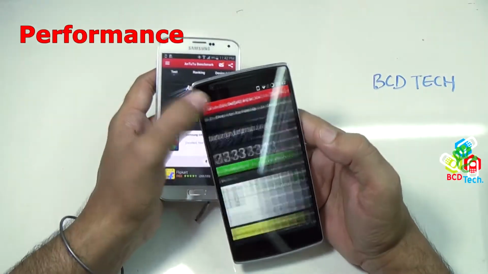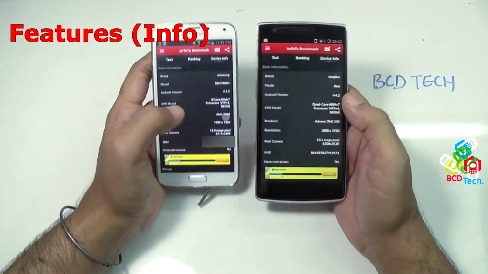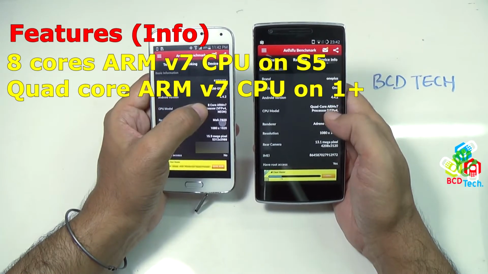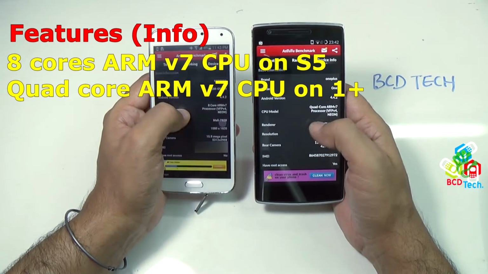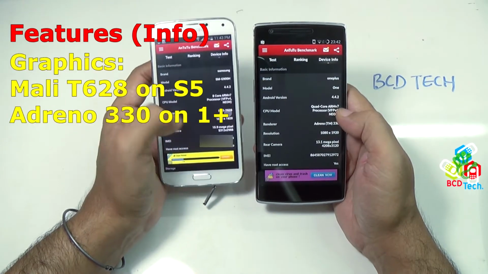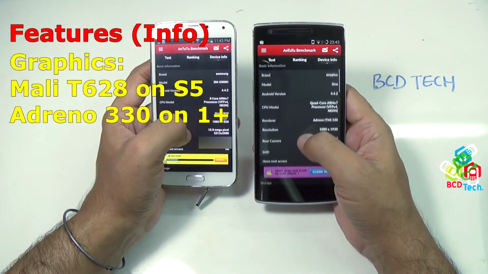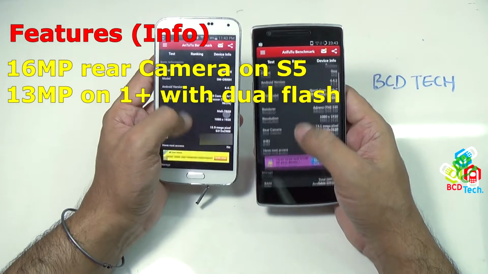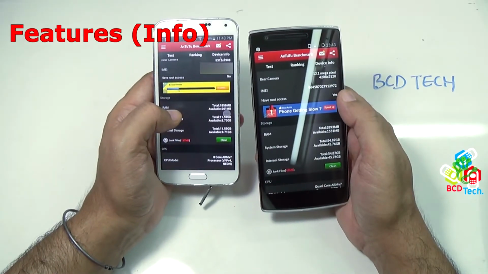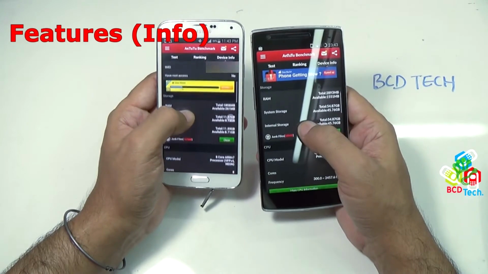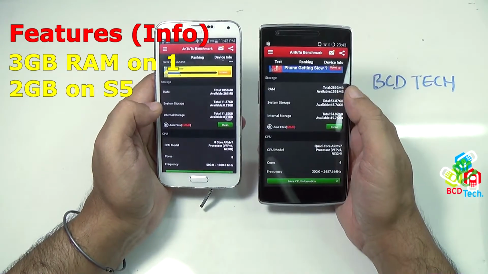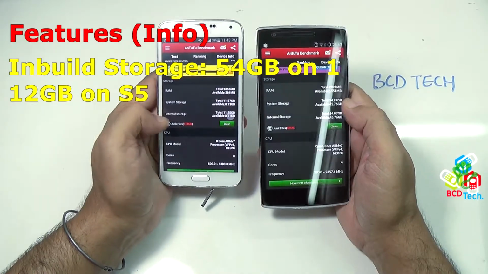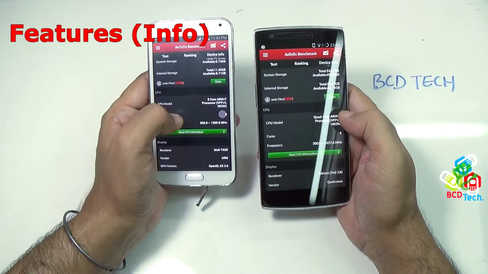Now if you see the device info, both of these phones are on Android KitKat. The CPU model has 8 cores with ARM V7, and here it is quad core with ARM V7. The graphics renderer is Mali T628, whereas the other is Adreno 330. Both have the same resolution. The rear camera is 16 megapixel, here 13 megapixel. Root access, by default it is no. RAM here 3 GB, here 2 GB. System storage 54 GB and here 12 GB. CPU 8 cores, quad core.